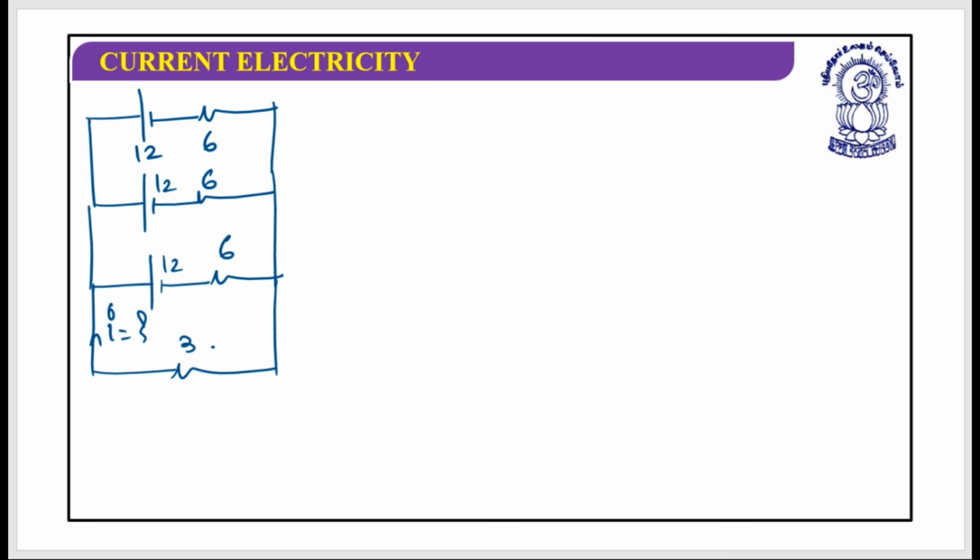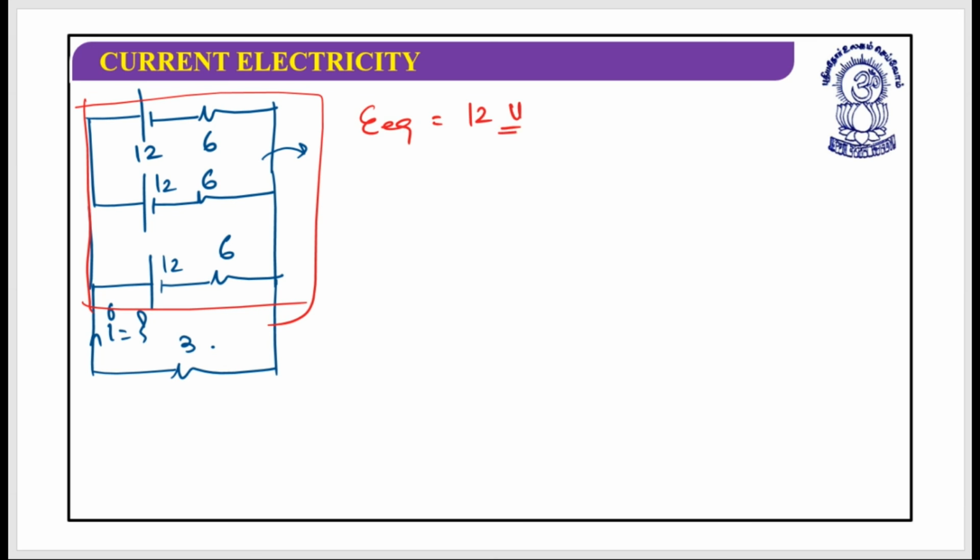So first I need to find the E equivalent of this combination. How can I do this? Their E equivalent will be equal to 12 volt. How could I get it? Because all these are identical cells, and when identical cells are connected in parallel, E equivalent would be the same as any one of the cells, but their R equivalent will be equal to 6 divided by 3, which is 2 ohm.